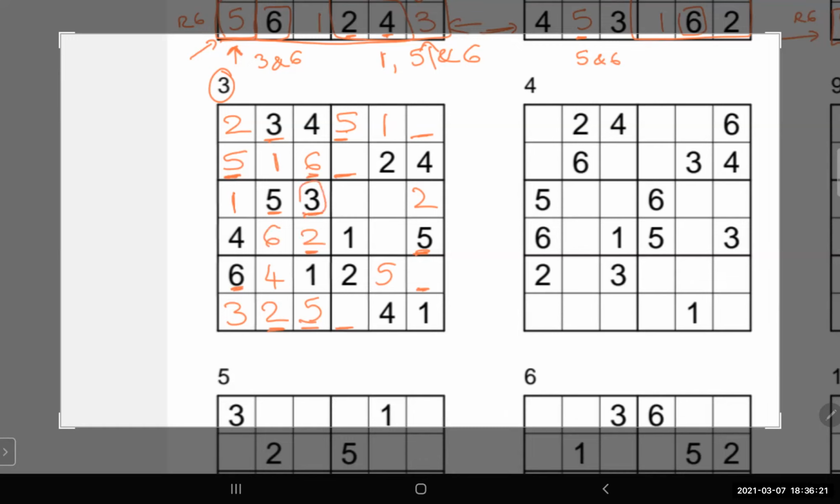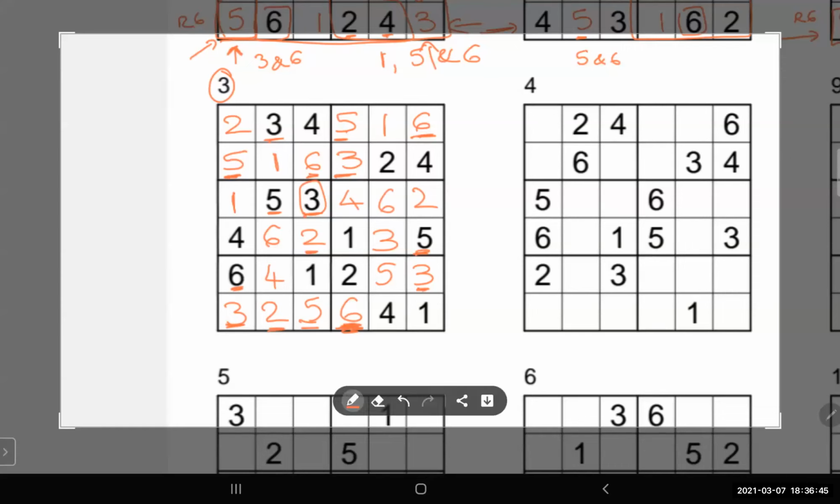I have 3 here. So can I have 3 anywhere here? No. So this is 3. And I have 3 here. Can I have 3 here? No. So this is 3. If this is 3, this can't be 3. This has to be 3. This has to be 6. If this is 6, this has to be 4.